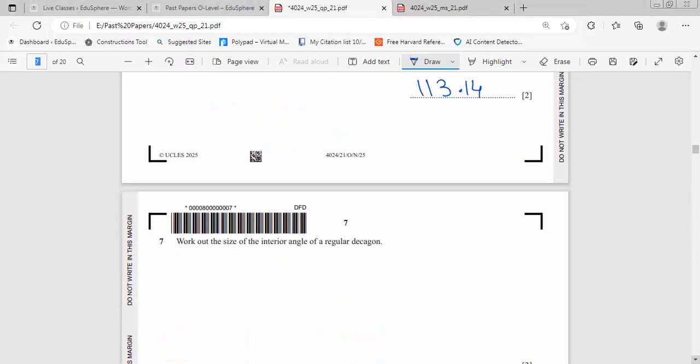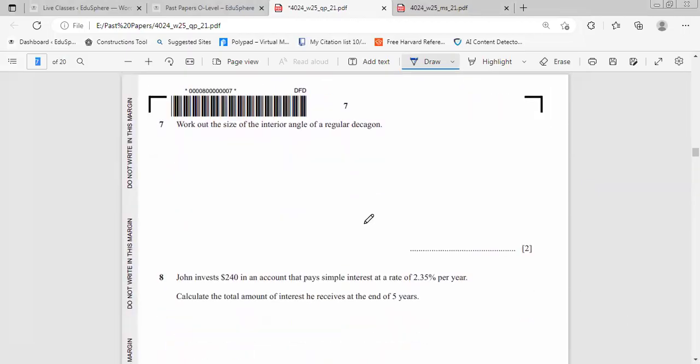Now work out the size of the interior angle of a regular decagon. Decagon means the 10-sided shape. So for the size of an interior angle of a regular decagon, we will find it by writing interior angle equals n minus 2 times 180 divided by n.